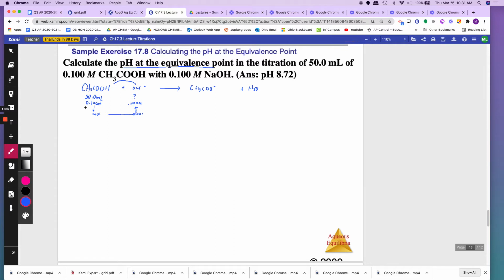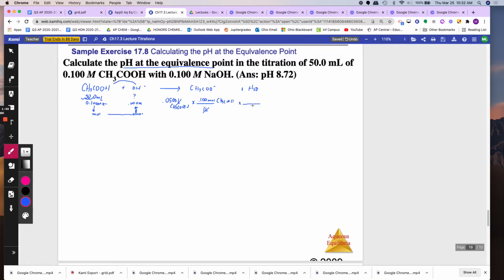Let's start with the 50 mL. I'll write it here to save room: 0.0500. I move this over 3 places, divide by 1,000, so 0.0500 liters of CH3COOH. I'm going to multiply that by the molarity. This is 0.1 molar, which means 0.100 moles for every 1 liter. So the liter cancels, and this is moles of CH3COOH.